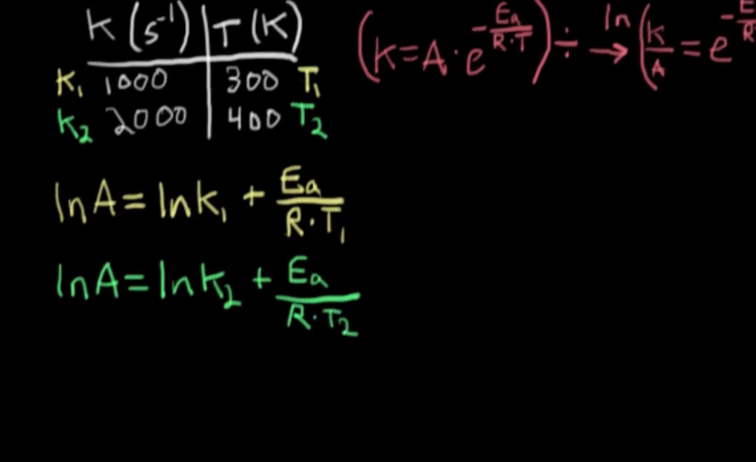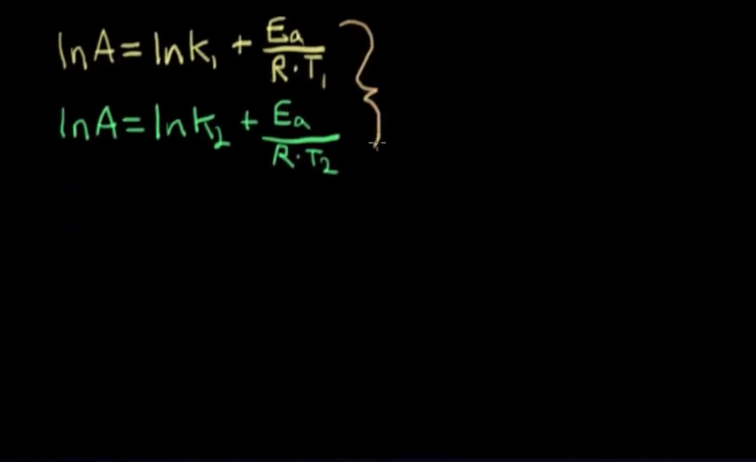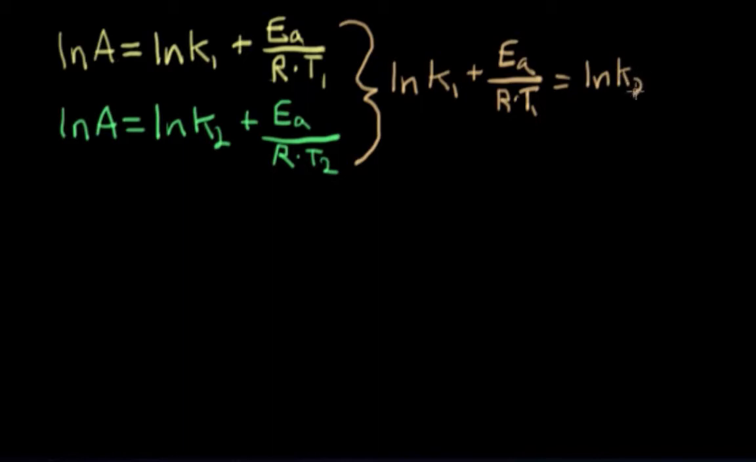So you may be wondering how we're sort of going to solve for E sub A. Well, we have natural log of A equals something here, and then we have the natural log of A equals something else here. Natural log of A is equal to itself, so that means these two expressions have to be equal to each other. And the result of this algebra is that we get the natural log of K1 plus activation energy E sub A divided by R times T1 is equal to the natural log of K2 plus the activation energy E sub A divided by R times T2. So again, this side of the equation I got from here, this side of the equation I got from here.